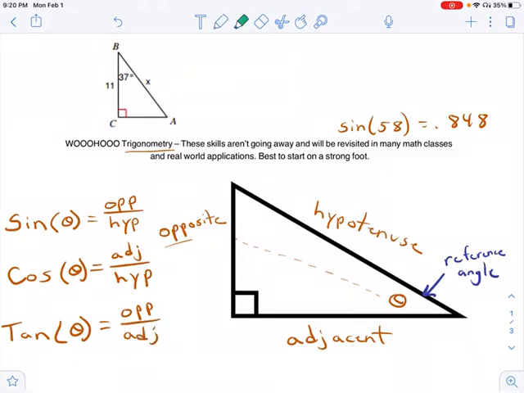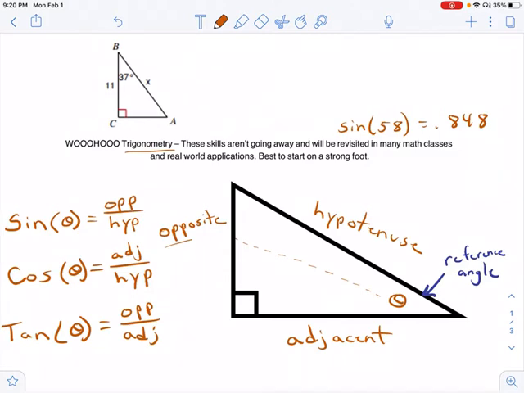So these really need to be memorized. Knowing that sine is opposite over hypotenuse, cosine is adjacent over hypotenuse, and tangent is opposite over adjacent is something that we're going to need to know.